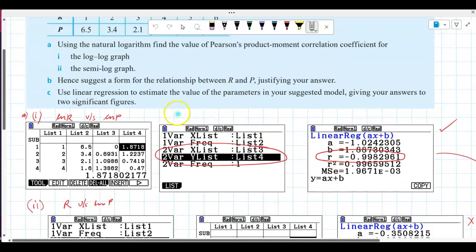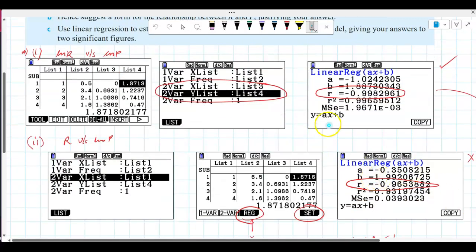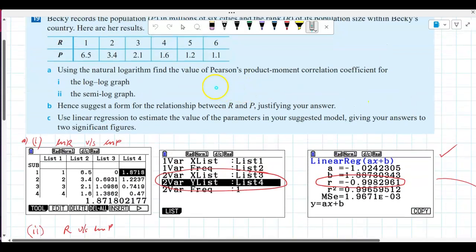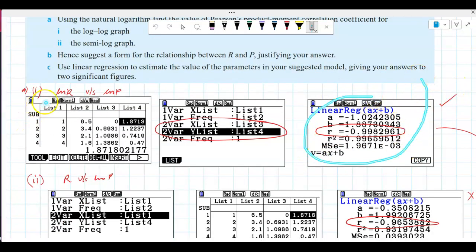Now to suggest the form of the relationship, you look at R squared. Whichever R squared is closer to 1, or whichever Pearson moment is higher, either case it's the square of this one. So this is higher, so I'll take this one. So this is which one? The log. If it's the log, then what kind of relationship is this?